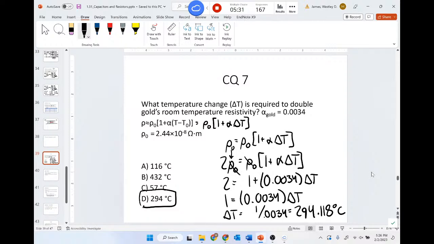The takeaway from this: resistivity changes with temperature, and you have to heat it up a good amount for that to start changing. What do I have to do to double its resistivity? I have to heat it up by 294 degrees Celsius. This is not Fahrenheit. What is the conversion to Fahrenheit? I have no idea off the top of my head, but you know who does? Google does. So let's convert it to units that maybe we're more familiar with, since we live with freedom units in this country.